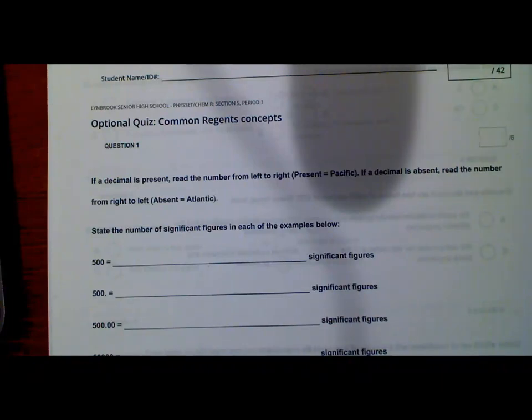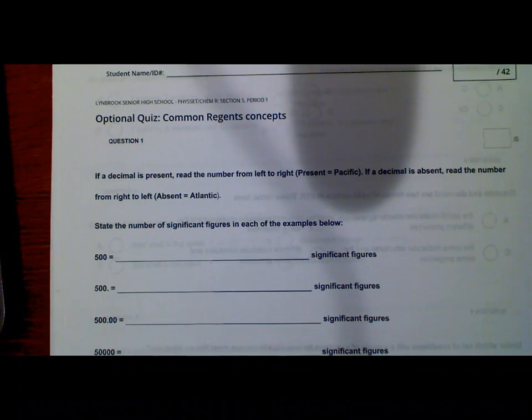Hi, everybody. We're going to do one more review thing. This is an optional quiz I give to my classes. They have now finished with it, so I'm sharing it with everybody else. This is going to be some common Regents concepts.